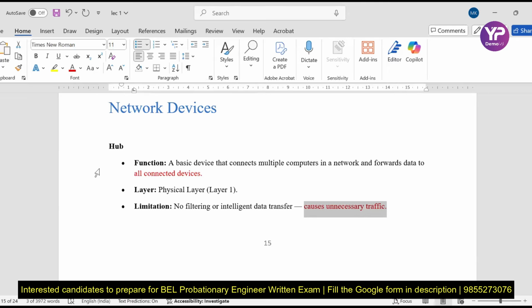Next is called gateway. It acts as an entry and exit point between different network architectures or protocols. Suppose one network uses one protocol and another network uses another protocol. To connect them, we use a gateway. It's like a bridge, an entry and exit point. Are you getting my point?